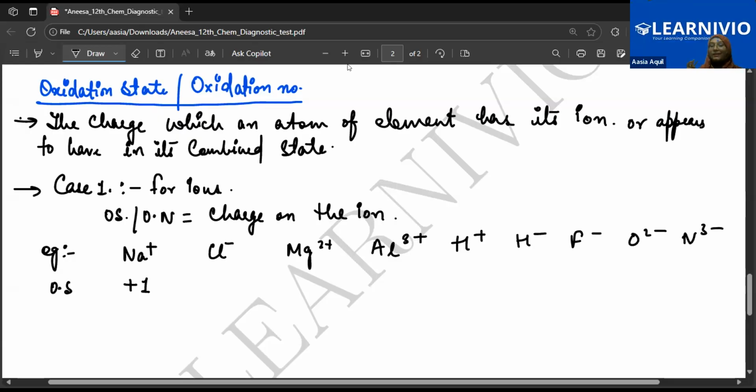So if ions are given, for ions the oxidation state or oxidation number is the charge on that ion. Whatever the positive charge is, that's the oxidation state. Whatever the negative charge is, that's the oxidation state. Suppose for chlorine, Cl minus, what will be the oxidation state, Aneesa? -1. Very good. For Mg2 plus, +2. And for aluminium 3 plus, +3.